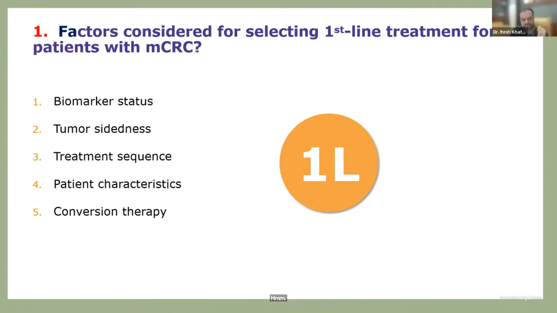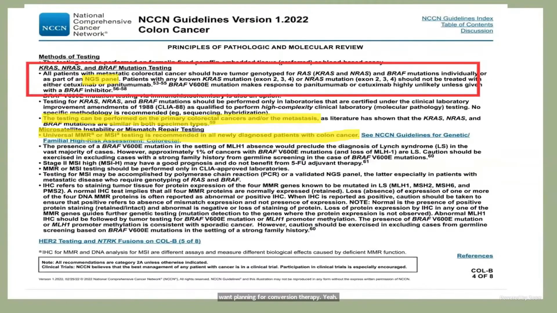Dr. Viraj? Yes, Itesh. Your expert comments on this? You have such a patient coming to your OPD in HCG, and the patient can afford very well. You have discussed with your onco-surgeon colleague and you are planning for conversion therapy. Yeah, so this patient looks borderline resectable.